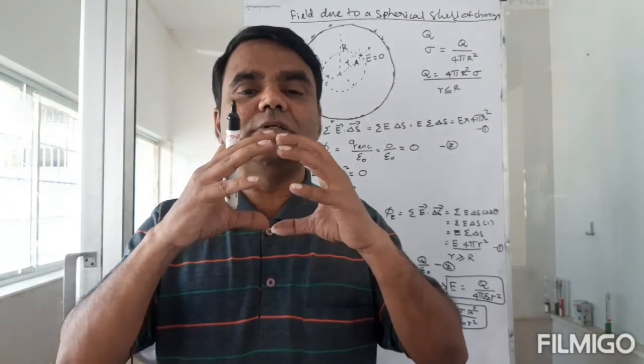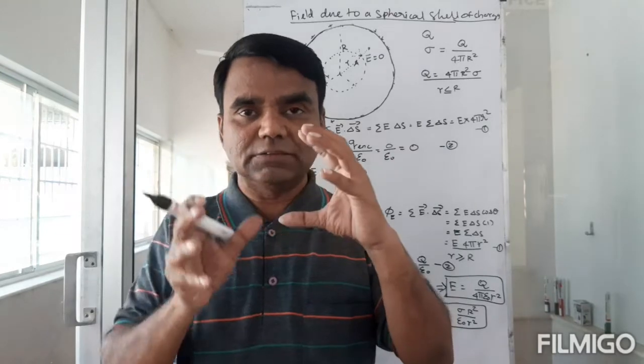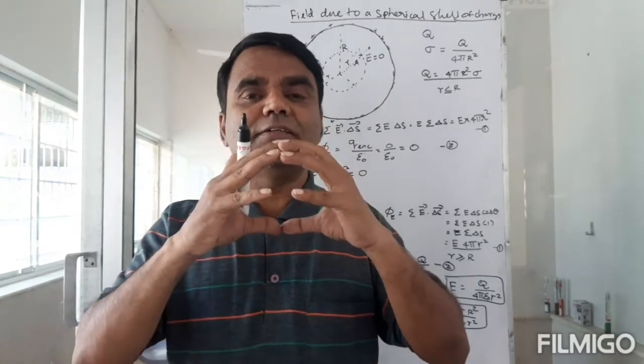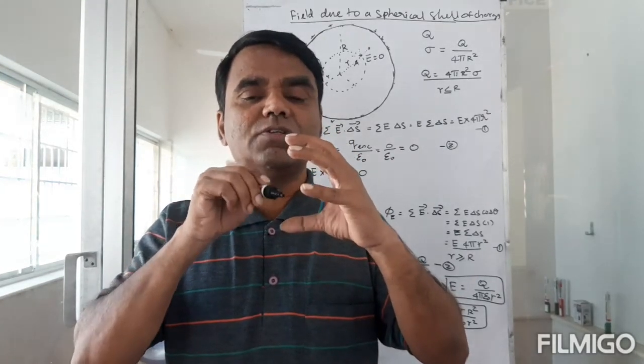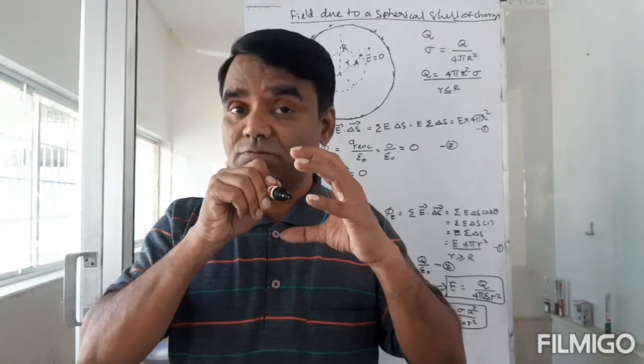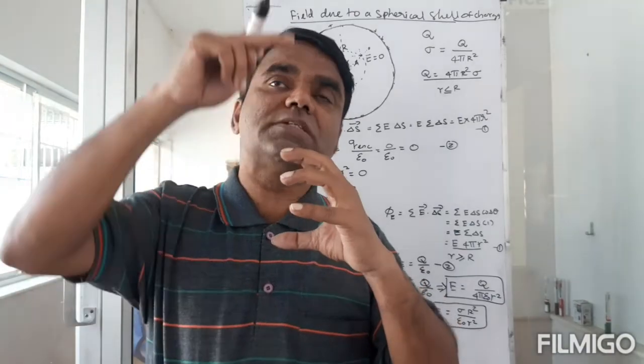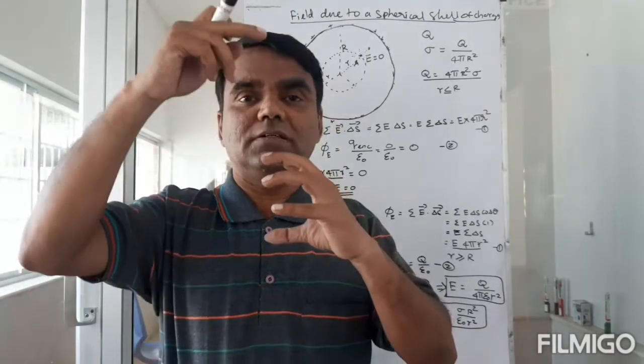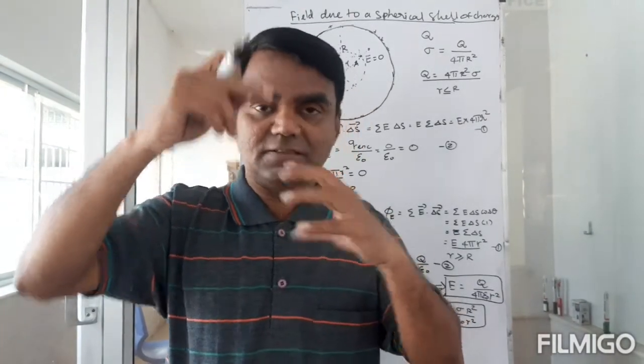You took a spherical shell of mass, and then you tried to figure out what the gravitational field was inside that shell. There also it was 0. But for the points which lie outside that shell, the gravitational field existed, just like this.